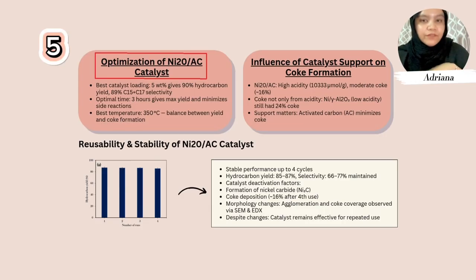First, on optimization of nickel 20 on activated carbon catalyst. Nickel 20 on activated carbon means 20% nickel supported on activated carbon. The best results were achieved using 5% catalyst loading, 3 hours reaction time, and 350 degrees Celsius. This gives 90% hydrocarbon yield and 89% selectivity towards C15 and C17. Higher loading or temperature reduced performance due to cracking.